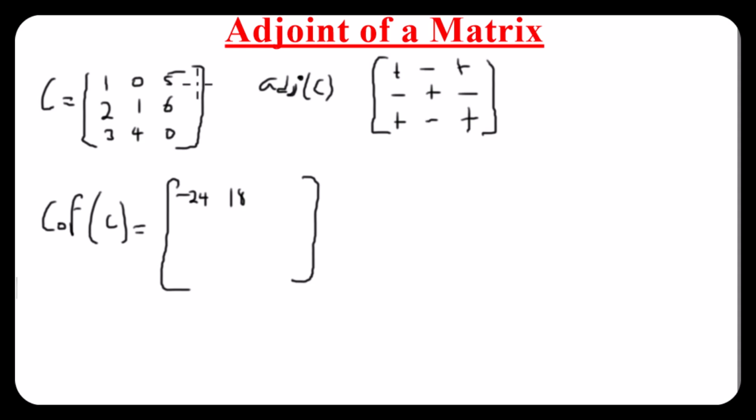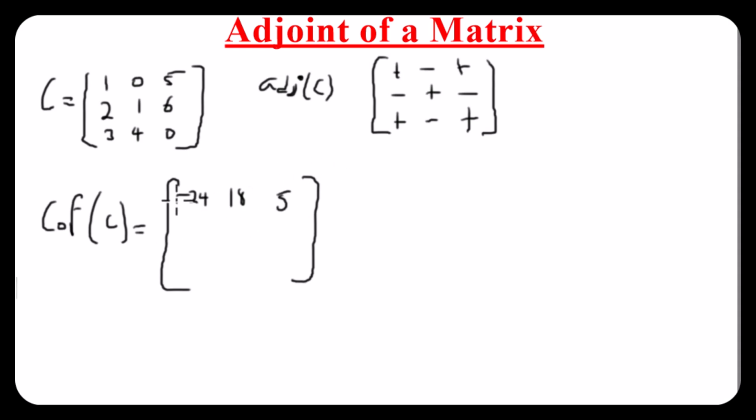So strike out this, I'm left with 2, 1, 3 and 4. 2 times 4 is 8. 3 times 1 is 3. So 2 times 4 is 8, 3 times 1 is 3. So 8 minus 3 is 5. And then 5 times positive 1, so of course that's still positive 5.